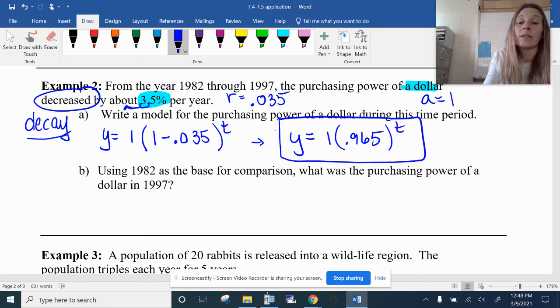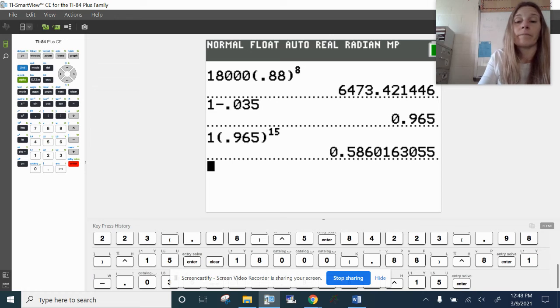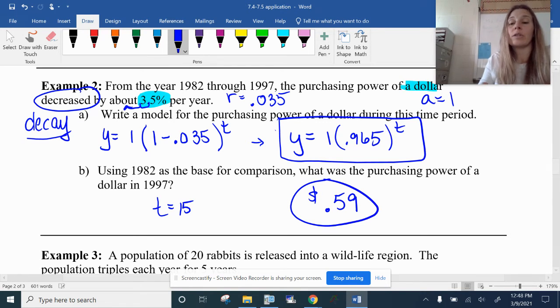So using 1982 as the base, what was the purchasing power in 1997? So if you subtract those years, 15 years have gone by. So you're going to put in 15. So 1 times 0.965 raised to 15. And we get 0.586, which would be 59 cents. So that would just mean that later, your dollar only gets you 59 cents. That's all you can buy with it compared to what you would have had back in 1982.